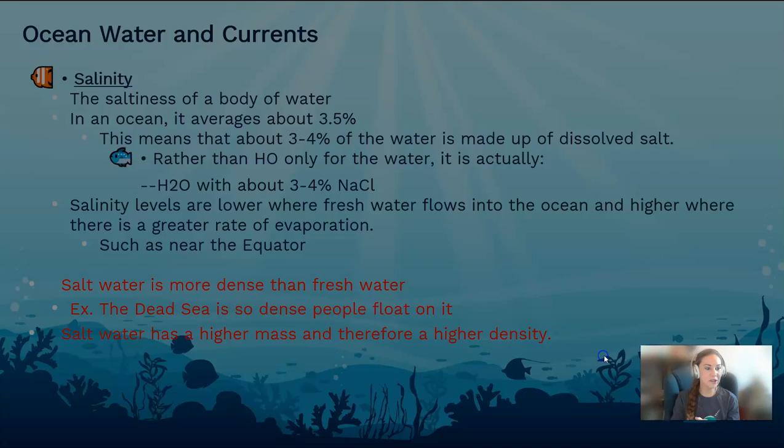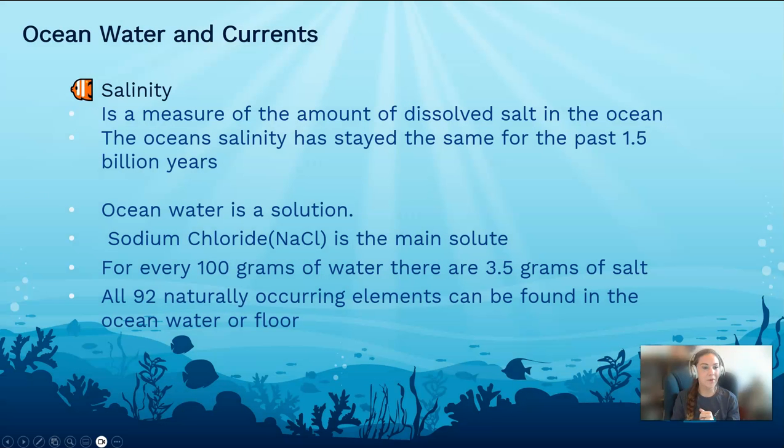So, when we continue talking about salinity, remember that the ocean water is a solution, okay? And if you remember from sixth grade chemistry, a solution is a mixture of things. So, in this case, we have a mixture of elements that make up the ocean, with sodium and chlorine acting as the main solute. Okay, so for every 100 grams of water, there are 3.5 grams of salt. Okay, so that's how we get that 3.5%.